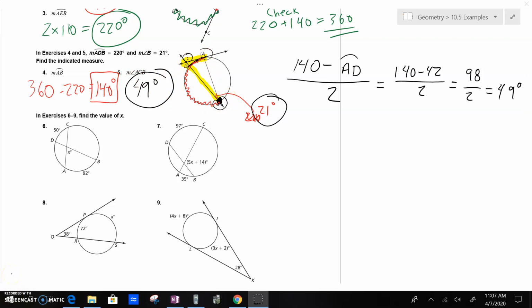Okay, so finally we're going to look at 6, 7, 8, and 9. Each one of those has its own picture, and in each case they're asking us to just find the value for the variable, so the value for x. So let's look at what's happening on each of those.